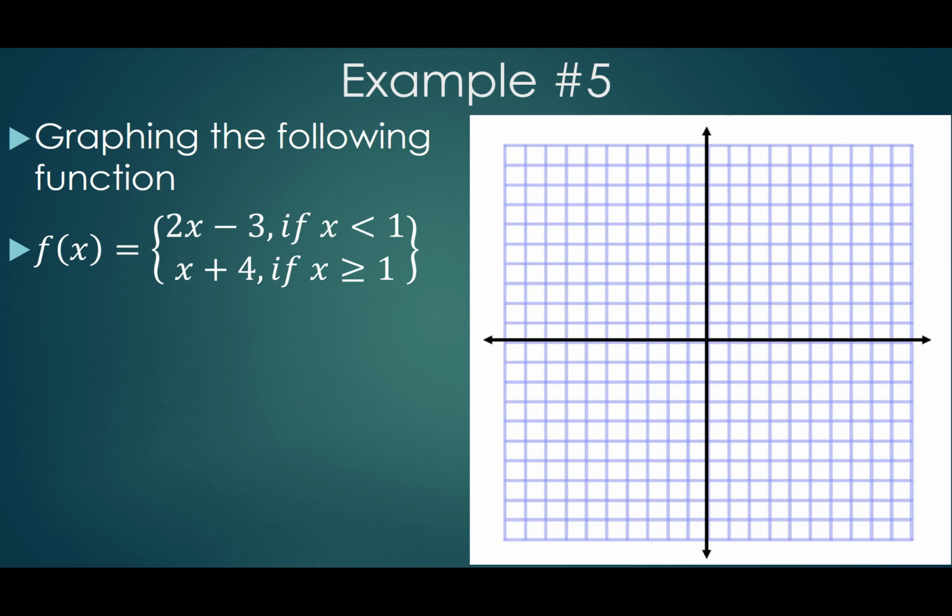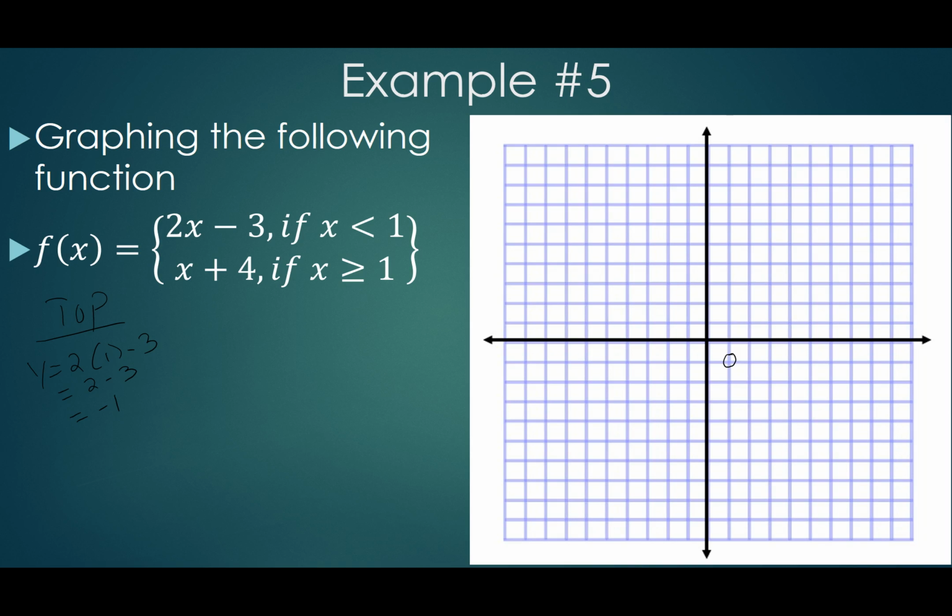So f of x equals 2x minus 3 if x is less than 1, x plus 4 if x is greater than or equal to 1. So for the top graph, we plug in 1 for x. So 2 times 1 minus 3, 2 minus 3, negative 1. Now, here's what's important, because technically, the top graph never equals 1, because x has to be less than 1. However, we need to create the shape, so what we're going to do is, when x is 1, y is negative 1, we're going to use an open circle to represent that point. When it's equal to 1, for the bottom graph, we use a closed circle.